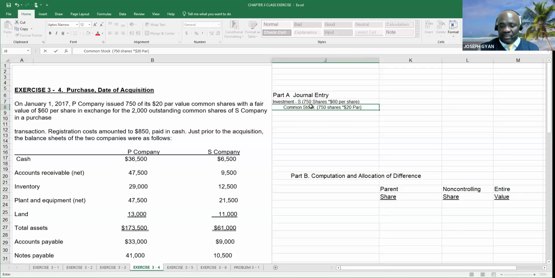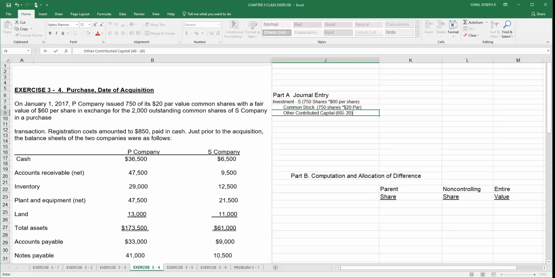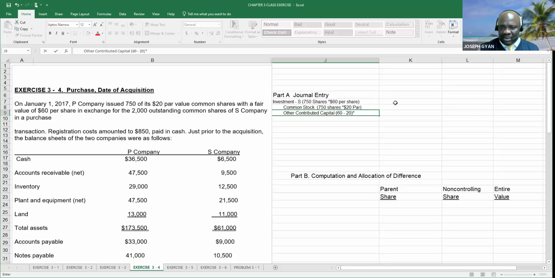We are getting extra other contributed capital here. So how much do we have? Those with the calculator, of course, you can also do this directly, which is the same. Remember, you have to take the $60 minus the $20. Investment is 45,000. Common stock is 15,000, and other contributed capital is 30,000. But don't forget the registration costs.